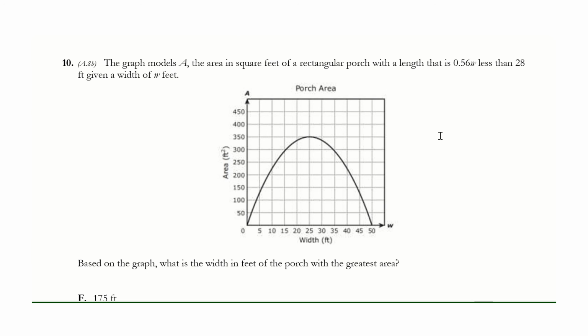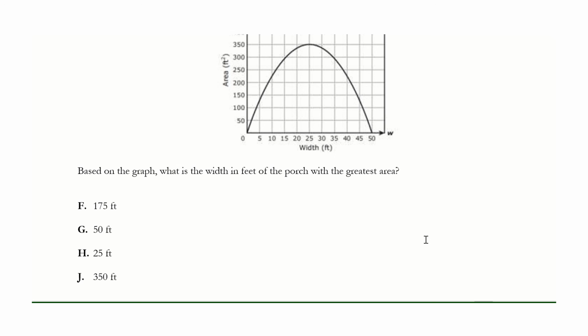Question 10. The graph models A, the area in square feet of a rectangular porch with a length that is 0.56W less than 28 feet, given a width of W feet. Based on the graph, what is the width in feet of a porch with the greatest area?